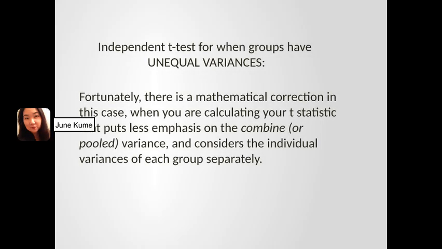To distinguish between those two types of t-tests, we refer to them as either an independent t-test with equal variances, which is for when the standard deviations of the two groups are not statistically different from each other, and the independent t-test with unequal variances for when the variances are statistically significantly different from each other.